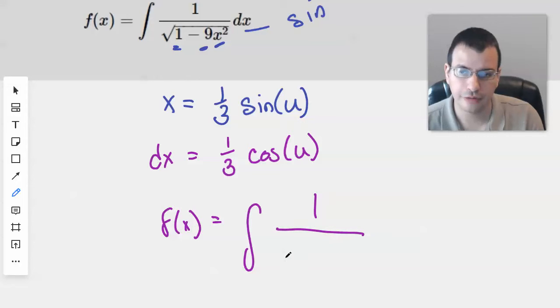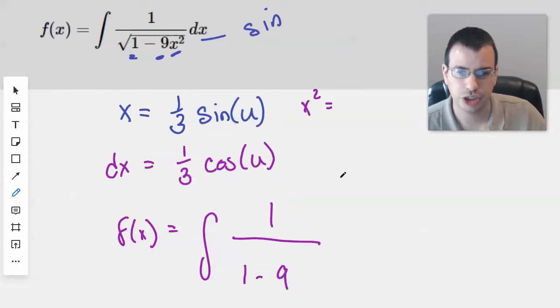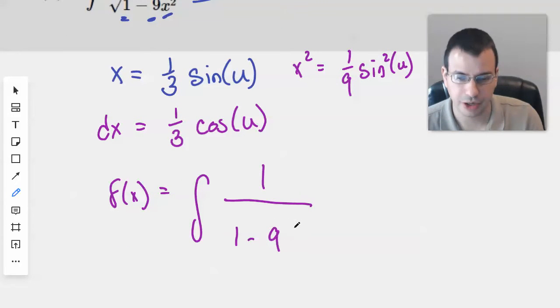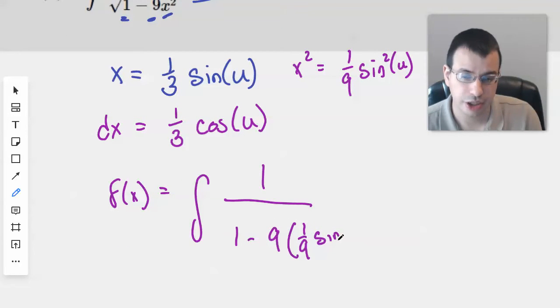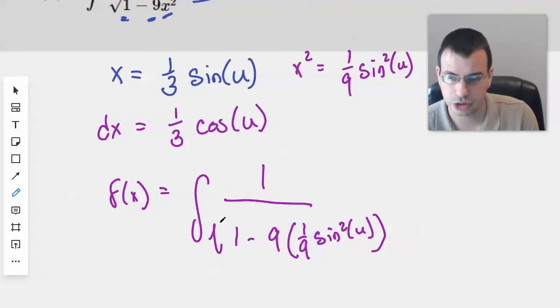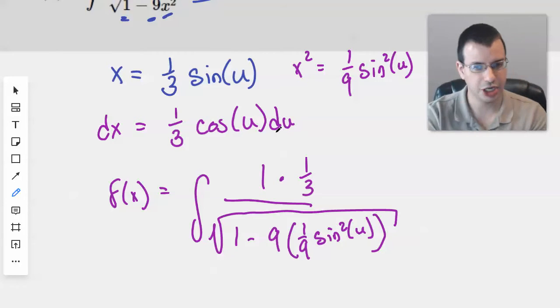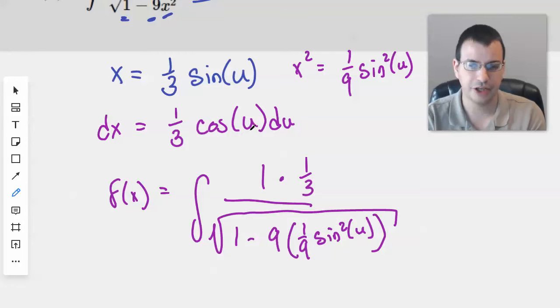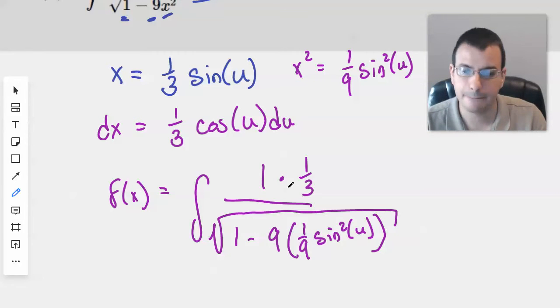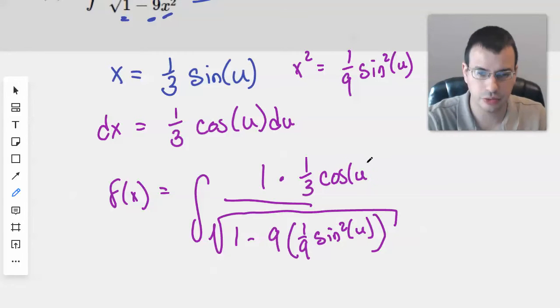Okay. Integral of 1 over the square root of 1 minus 9. And we know what x is, so I'm going to write up here what x squared equals, which is 1/9 sine squared of u. Some people can do that in their head. I probably could, but I don't like to risk it. Sine squared of u, square rooted, times dx, and dx is 1/3 cosine of u du. There should be a du here. The reason for that du is the chain rule. You take the derivative of the interior, and the interior is u, so the derivative of u with respect to x.